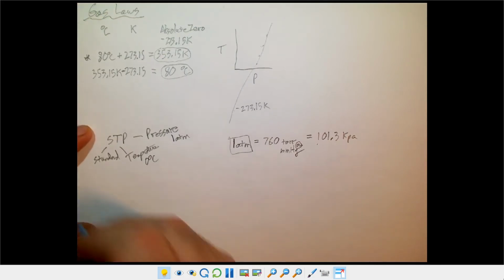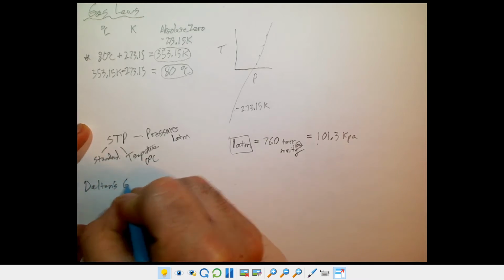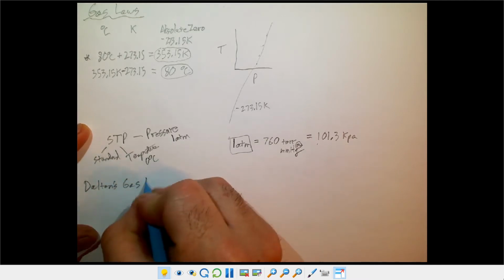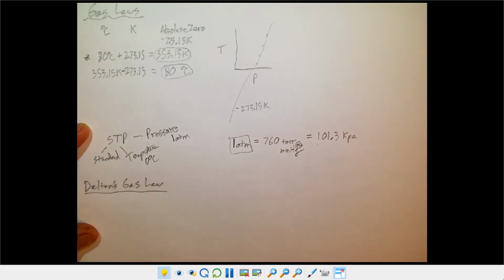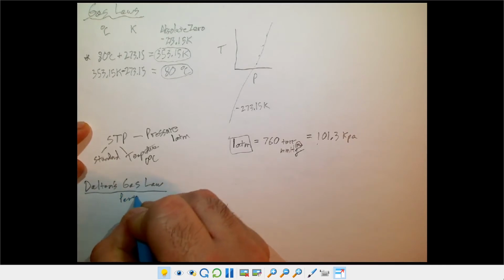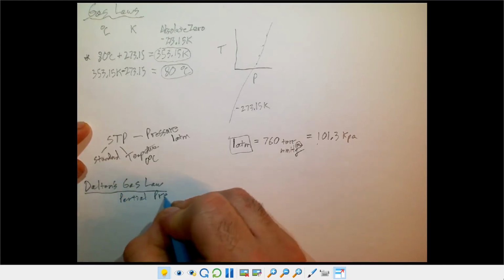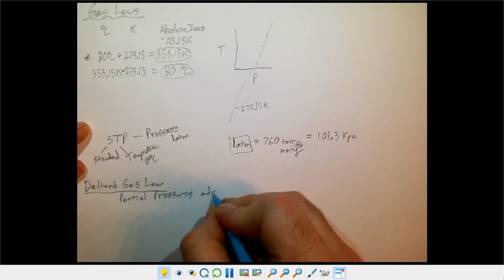The first one I want to talk about is Dalton's gas law. Dalton's gas law has to deal with something called partial pressures. Basically, the partial pressures add to a total pressure.